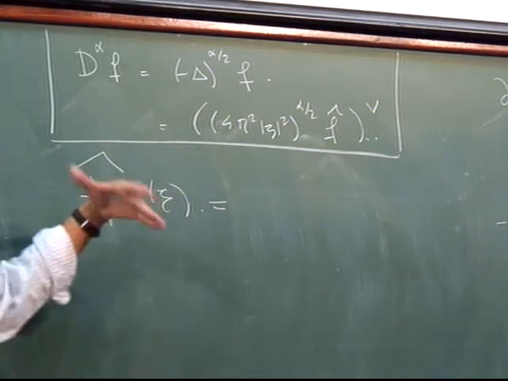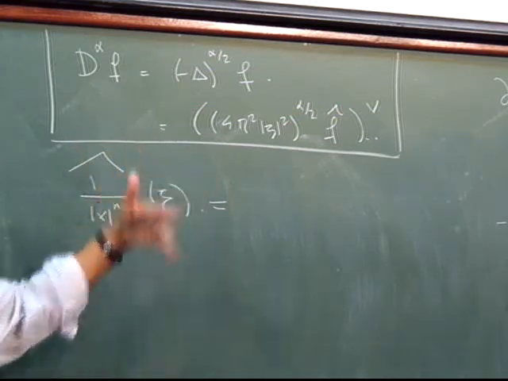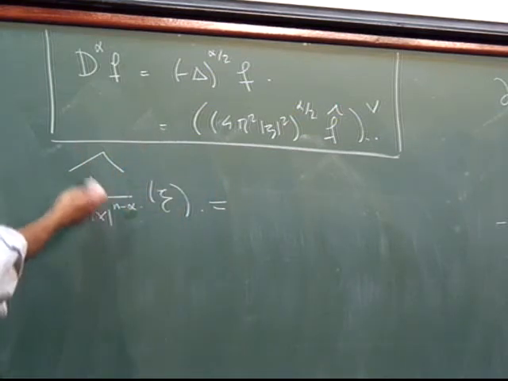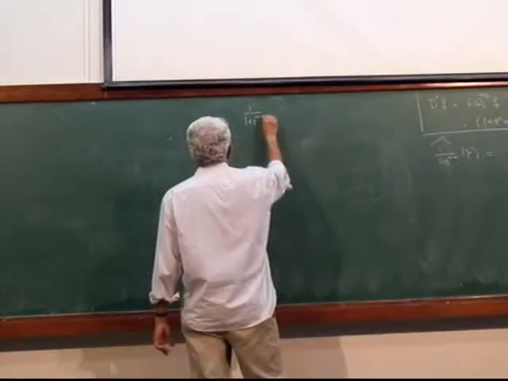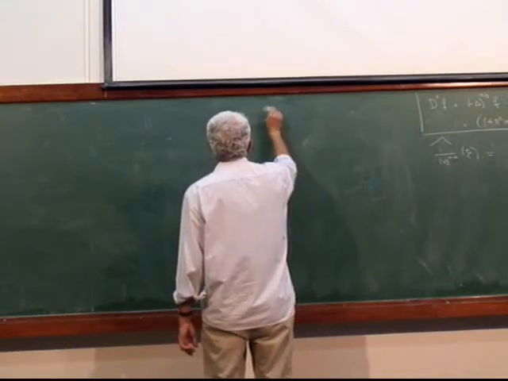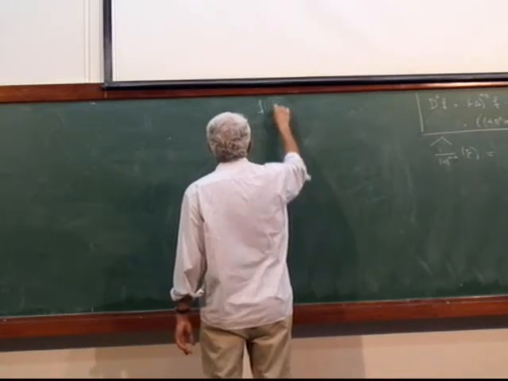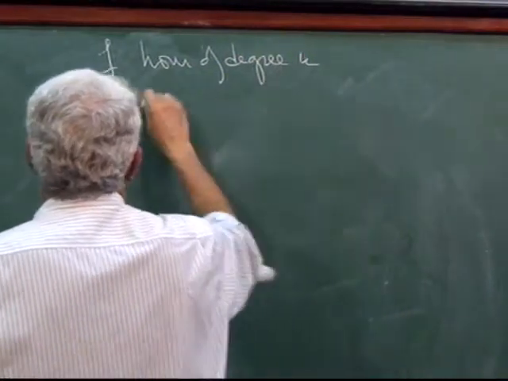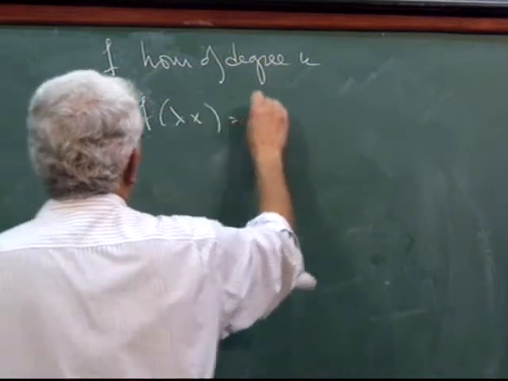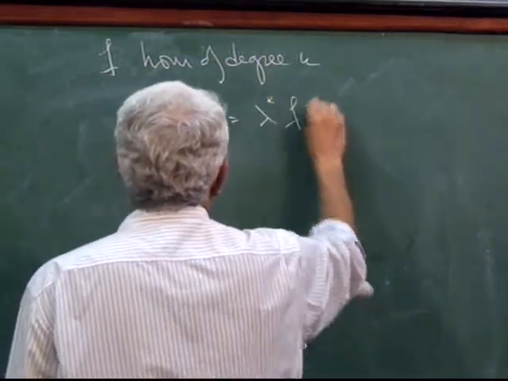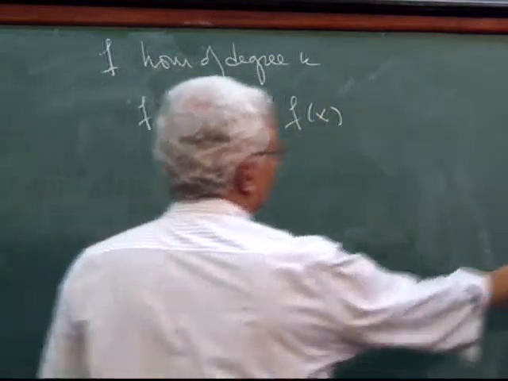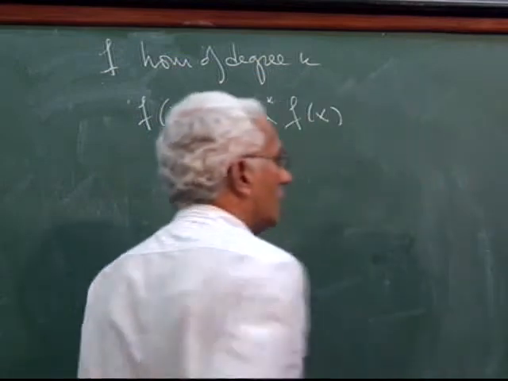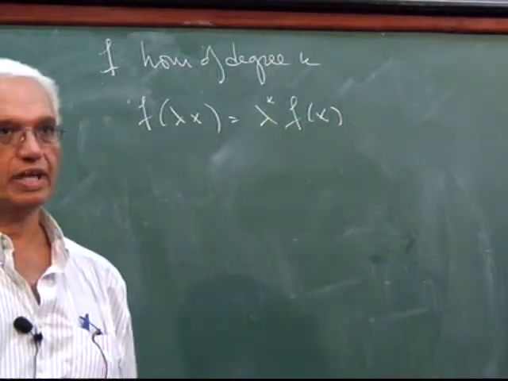We are talking about a distribution, right? I mean, it's a function. This is a homogeneous function. Let's recall, suppose that f is homogeneous of degree k if f of lambda x is equal to lambda to the k f of x. Then this function is homogeneous of degree minus n plus alpha. Is that okay?